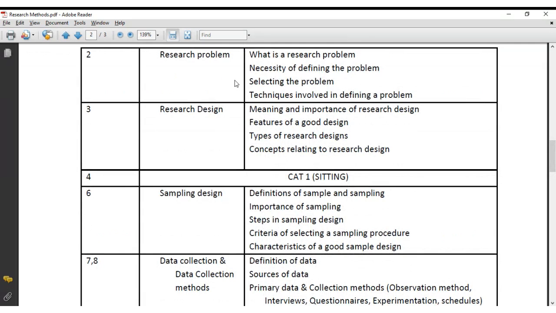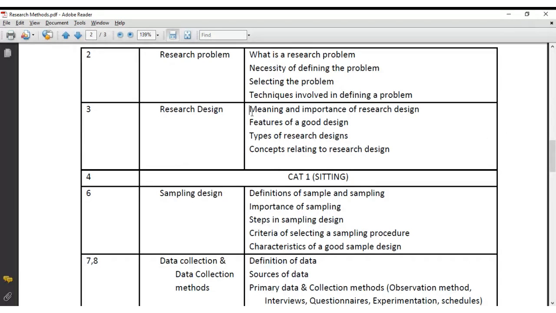And then under research problem, we have the definition of research problem. Why do we define a research problem? How to select a research problem, techniques involved in defining a problem. Then in chapter 3, we are going to discuss research design, and under research design, we are going to discuss meaning and importance of research design, features of a good design, types of research designs, and concepts relating to research design, sampling design, and concept related to research design.